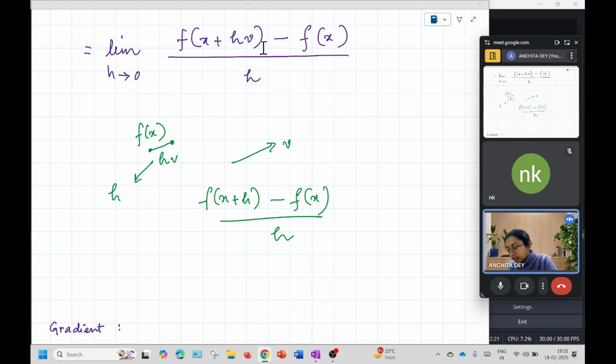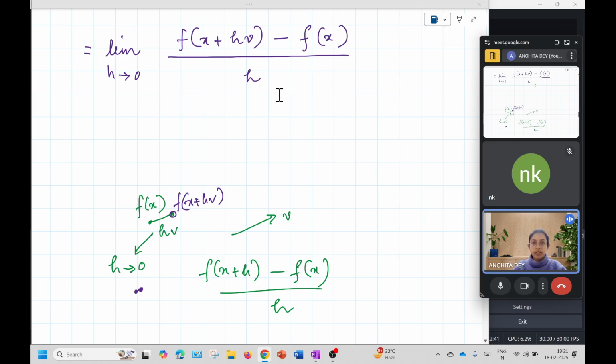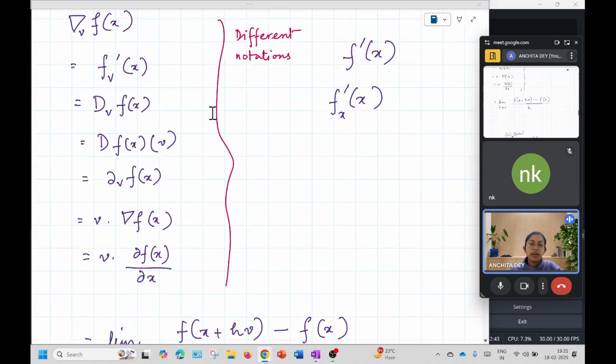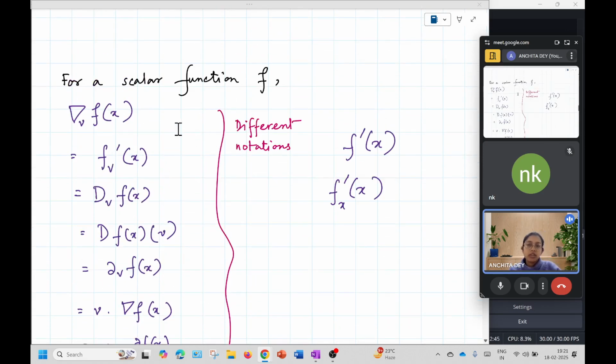That means you would eventually try to bring, so this is your f of x plus hv, this point. So now you want to bring these 2 points really close, okay, and see what is the value. So that's why we do the limiting case of h tends to 0, f of x plus hv minus f of x by h. That's how you find the directional derivative for a scalar function f with respect to v evaluated at x.